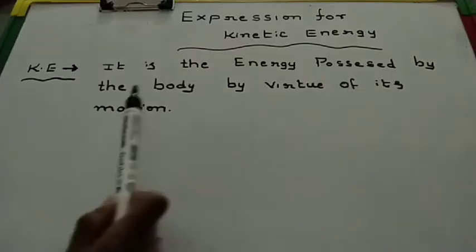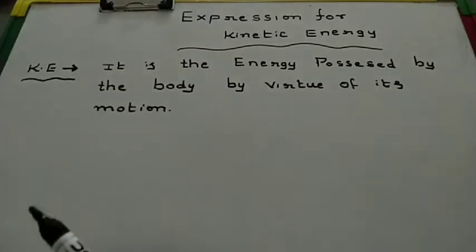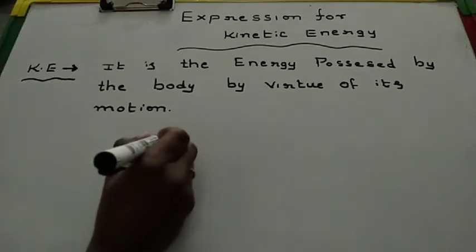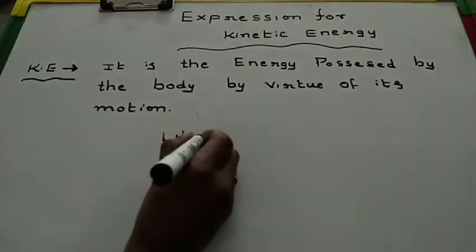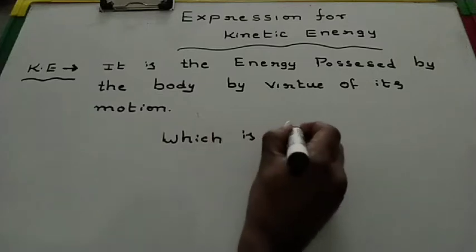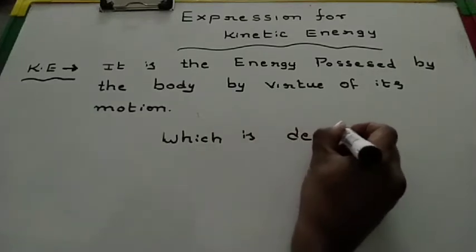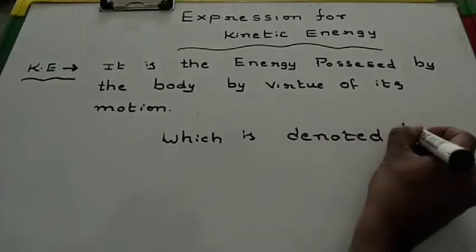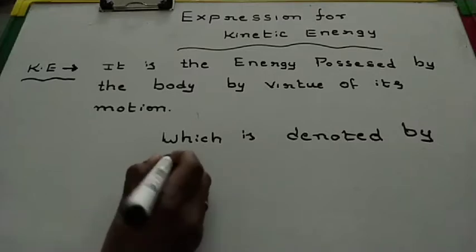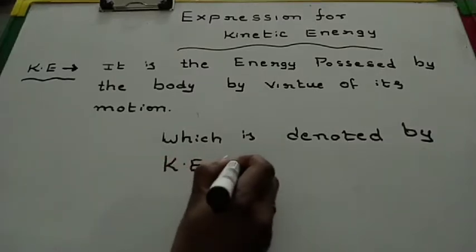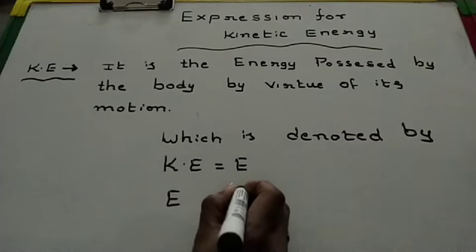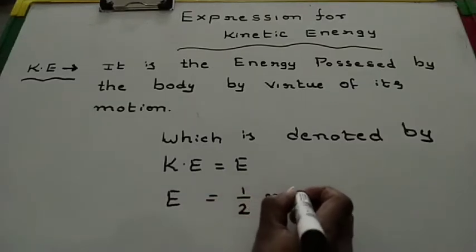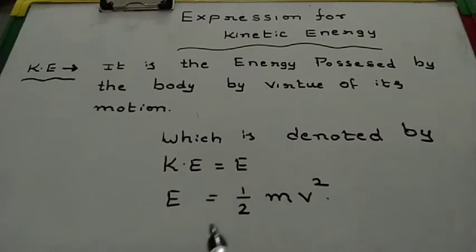Once again I am repeating, my dear students. It is the energy possessed by the body by virtue of its motion is called kinetic energy, which is denoted by E. Therefore E is equal to 1 by 2 mv square, or half mv square.